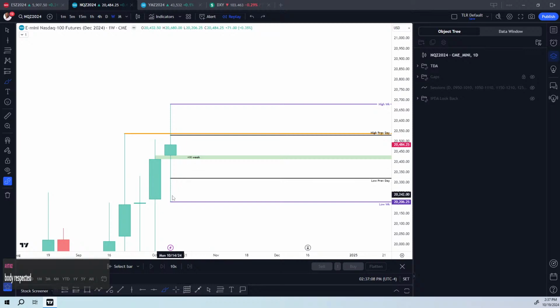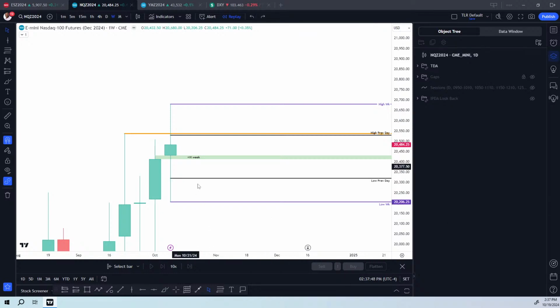So on the weekly time frame, what do we have? We got this volume imbalance and we got this consequent encroachment, which lines up beautifully with that daily low. You see that? So I'm not going to draw out the consequent encroachment. You see that daily low is right there. This daily low is 20,320.75, and the consequent encroachment is 20,319.50. So that's like 1.25 points away. Close enough for government work.